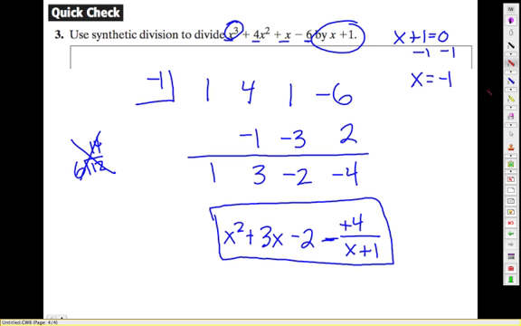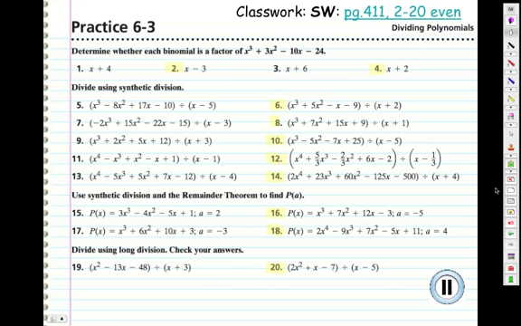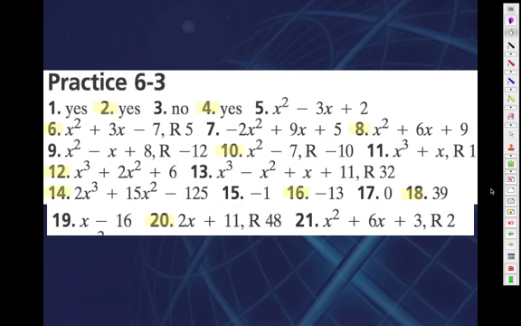Let's go on and check out our classwork. Here are the answers to the classwork. If there are any questions that I wasn't able to address, go ahead and circle them, and I'll be more than happy to get to that next time I see you.